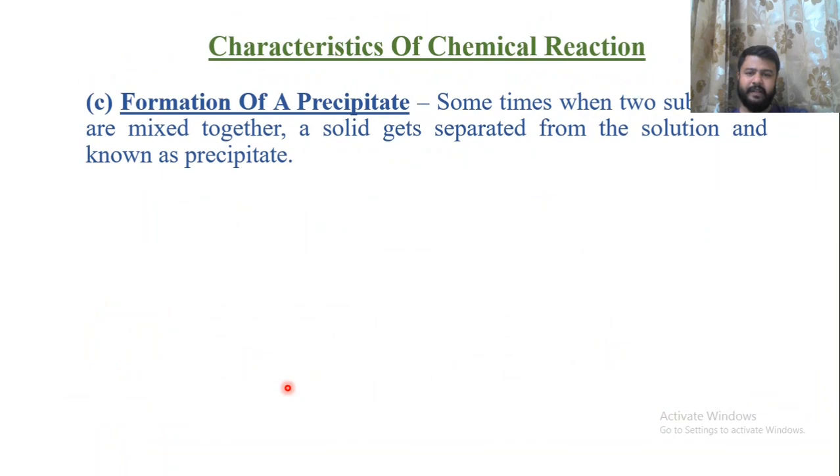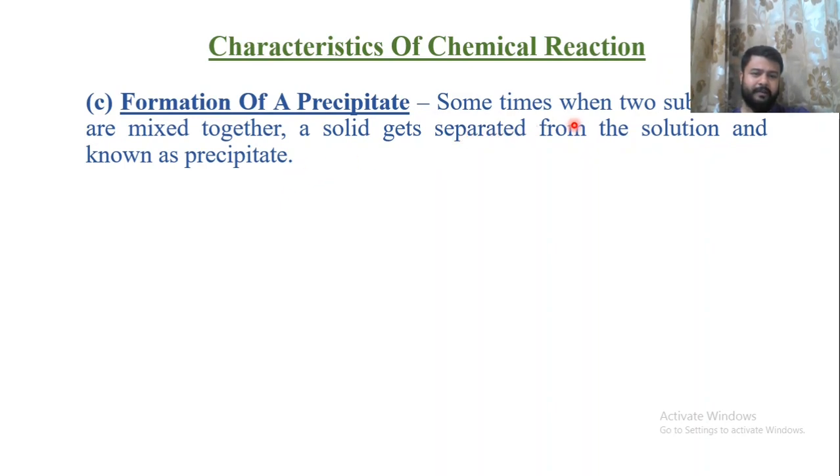Moving towards the next characteristic, we have formation of precipitate. This is one of the unique characteristics. Precipitate means whenever two aqueous solutions react with each other, they form a solid substance which may float on the surface of the aqueous solution or which may settle down. This solid substance is known as precipitate. I know this is a bit of a big definition.